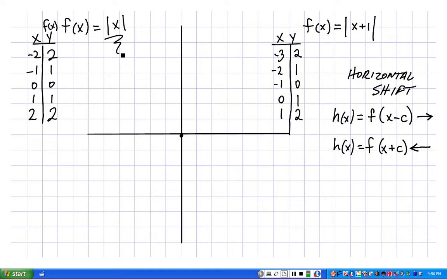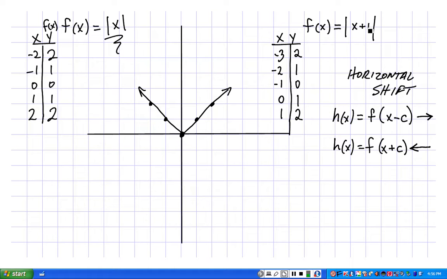So I'll graph my parent function first, my 0, 0, as always. Alright, -1, 1, +1, 1, -2, 2, +2, 2. So what we have is a parent function that looks like that. There's my parent function.